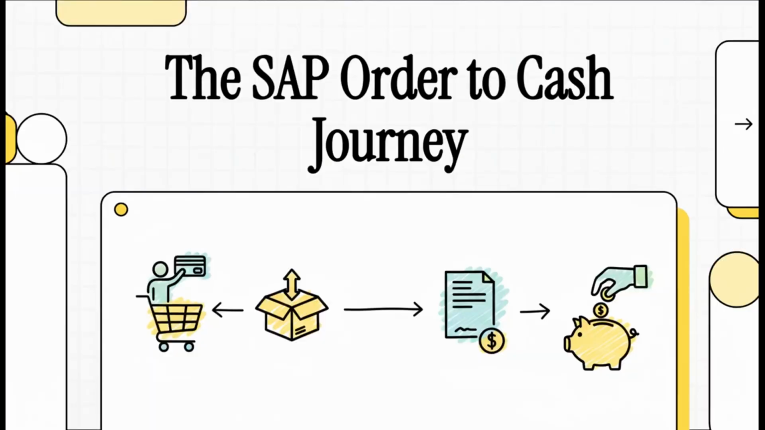Every time you buy something online, you're kicking off this incredible hidden journey. It's this complex, super coordinated race against time that turns your click into actual cash for a company. So today, we're going to pull back the curtain and follow that journey, specifically how it all works inside one of the most powerful business systems on the planet, SAP.